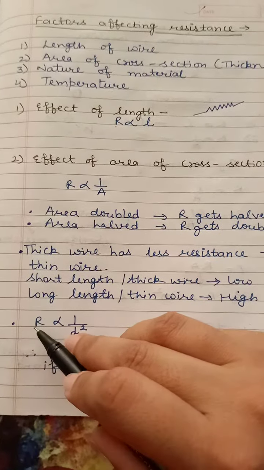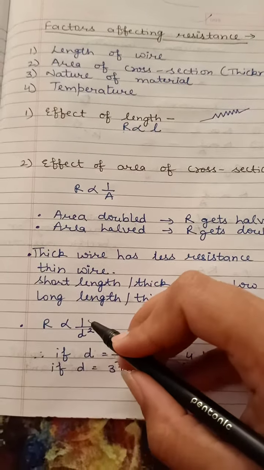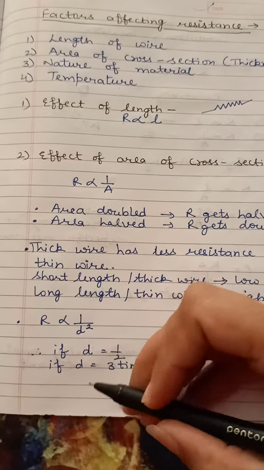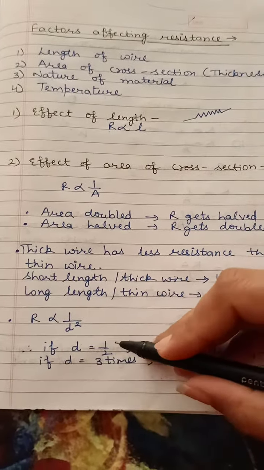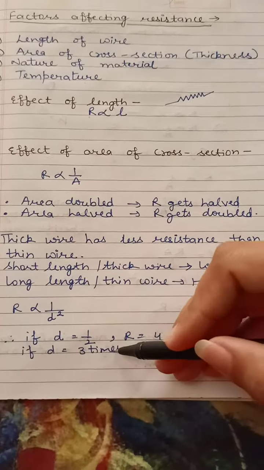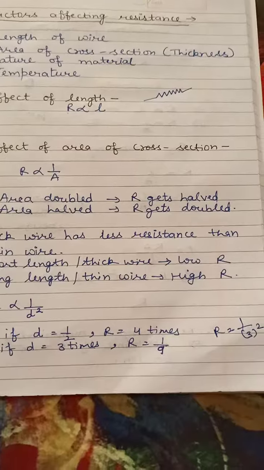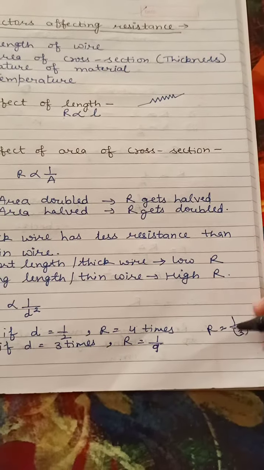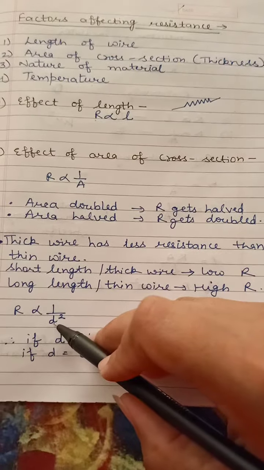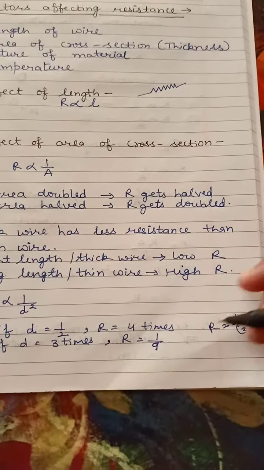One more point to note down, that this resistance is inversely proportional to the square of the diameter. If the diameter is 1 by 2, then the resistance becomes 4 times, and if the diameter is 3 times, then the resistance becomes 1 by 9. Just like R is 1 by 3 square, this diameter is 3, so 3 square, 3 3s are 9.